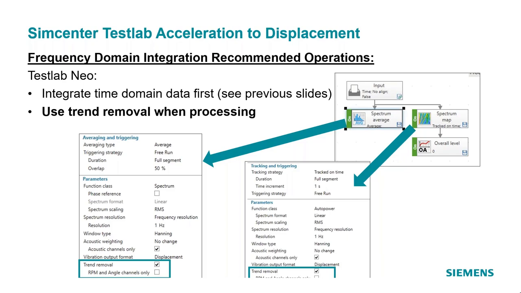And then the second set of settings is for the spectrum map. There I'm telling my spectrum map to track on time, and I'm telling it to do an auto power with 1 hertz resolution. I change the output format to be displacement. I've turned on trend removal, but I turned off the option for RPM and angle channels only, because again, I want to remove the trend on my acceleration data. So let's go back to Test Lab.